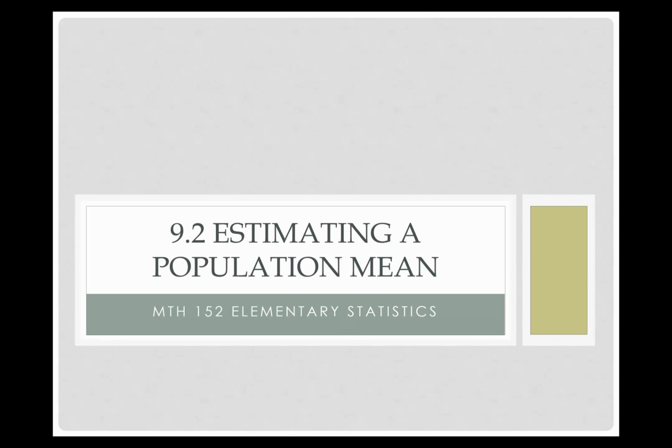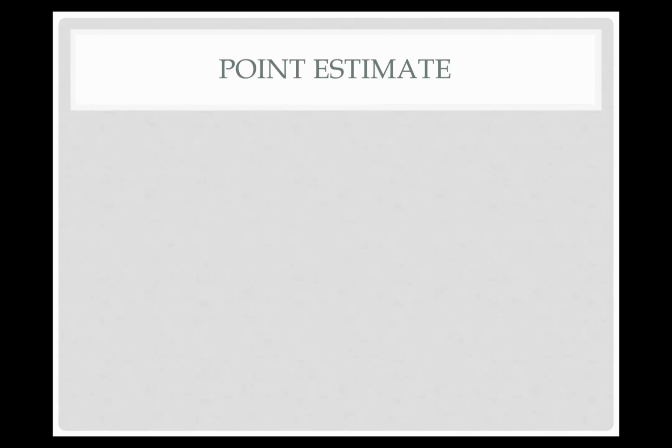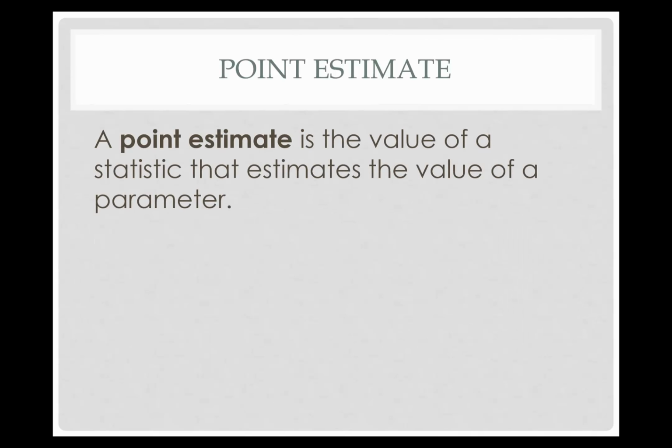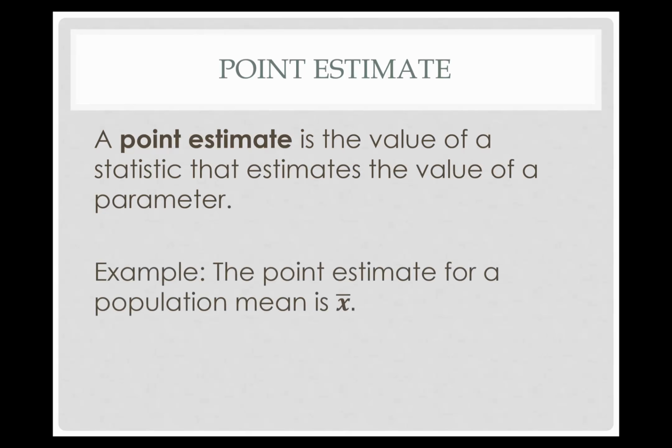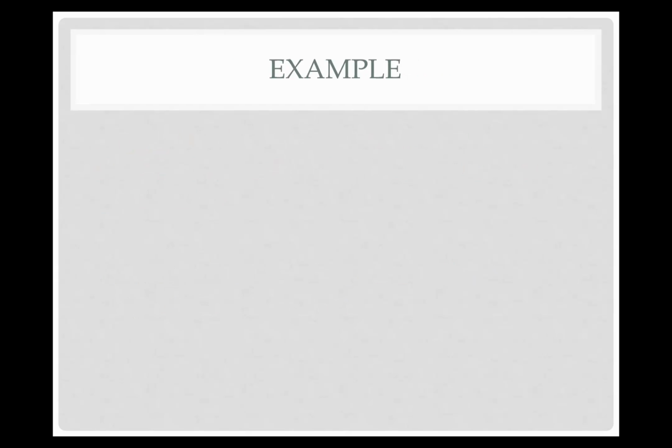So we talked about constructing confidence intervals for a population proportion. Now we're going to talk about constructing confidence intervals for a population mean. So we need our point estimate, and remember that that is the value of this statistic that estimates the value of a parameter. So when we're looking at population means, our point estimate is X bar. So let's take a look at an example.